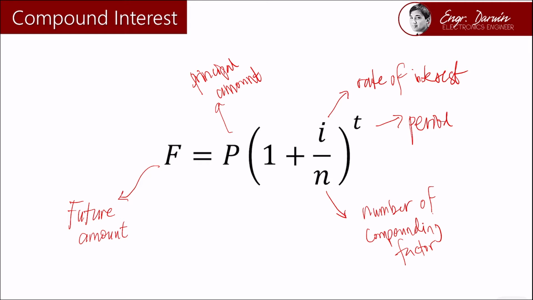So sa compounding factor naman, meron tayong tinatawag na yearly. Pag yearly, ang ating compounding factor is 1, dahil isang beses lang tayo nagkaroon ng interest throughout the year. Next to that is we have semi-yearly or semi-annual, that is 2 times a year. How about pag 4 times a year naman? We call this quarterly.